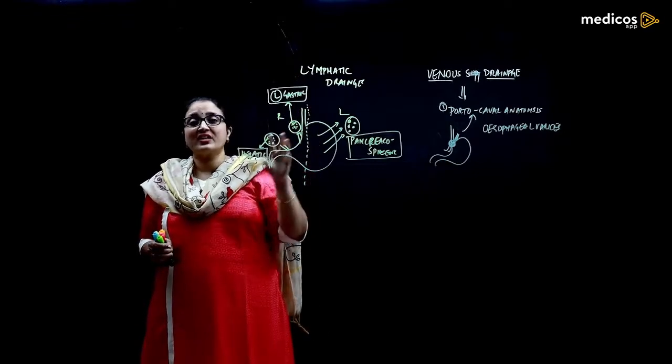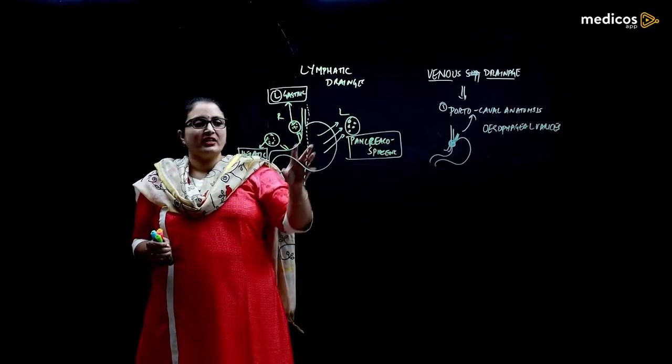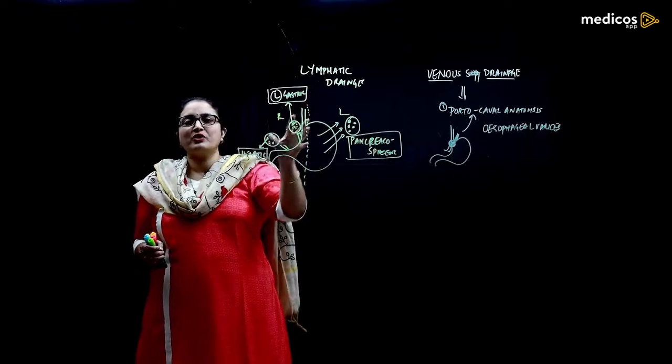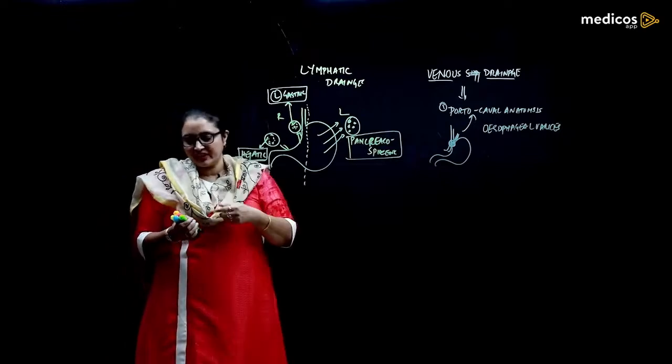That is why in gastric carcinomas, stomach cancers, the spread of gastric cancers is towards the esophagus but not towards the duodenum. This is one of the important points related to lymphatic drainage.